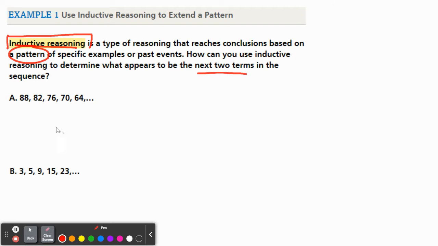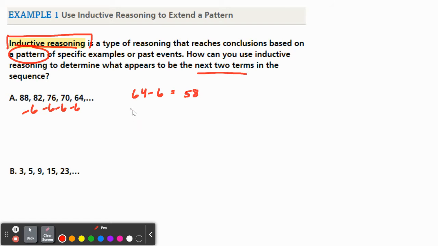If we take a look at these numbers, we have to try to find a pattern from one term in the sequence to the next. So what is happening from 88 to 82? Well, we are actually subtracting 6, right? 88 minus 6 is 82. What's happening from 82 to 76? We're subtracting another 6. And the same thing, and the same thing. So obviously the next term is going to be 6 less than 64. 64 minus 6. That next term would be 58.